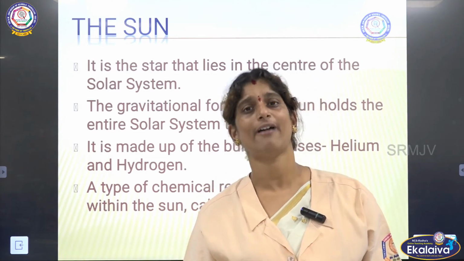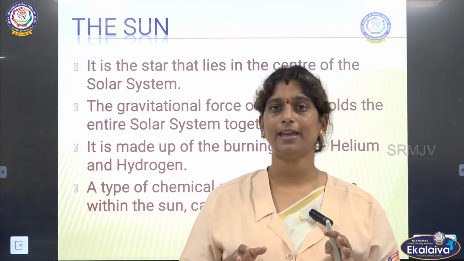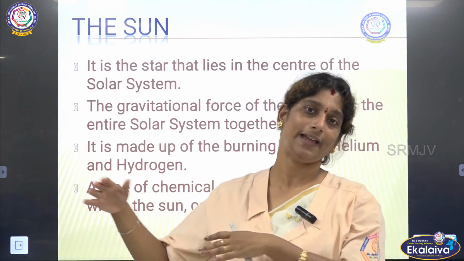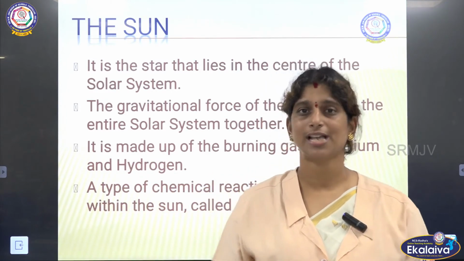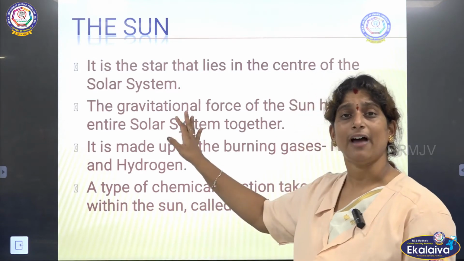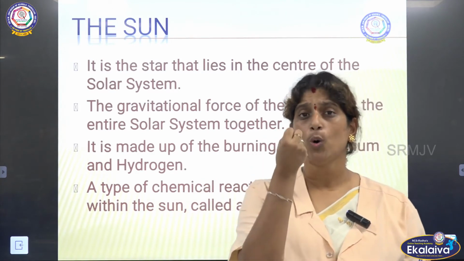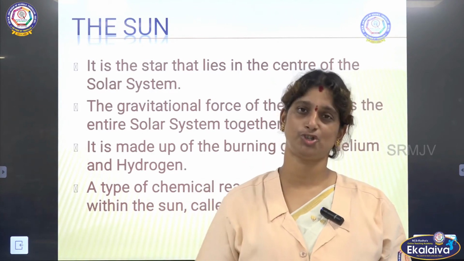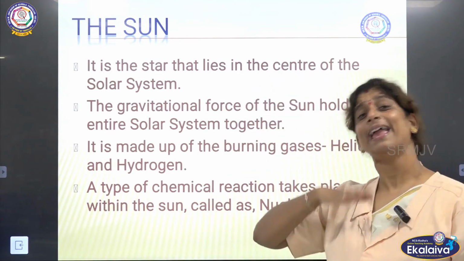If there is no gravitational force, we will not be able to stand. We will just be floating in the air. So, the gravitational force helps us to stand on the surface of the earth. In the same way, the gravitational force present in the sun holds all the 8 planets together, right? It also holds the entire solar system.